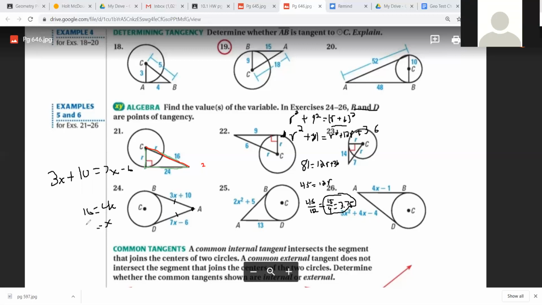Yep. And you know that because B and D, did you see what I said? Elizabeth first. Because B and D are points of tangency, you know that 3x plus 10 and 7x minus 6 are equal to each other. Let me give you the full logic. B and D are points of tangency, so I know any line from that is going to be a tangent. And because they're both tangents and hit each other at the same spot, you know they're congruent. Okay? Got it. All right.